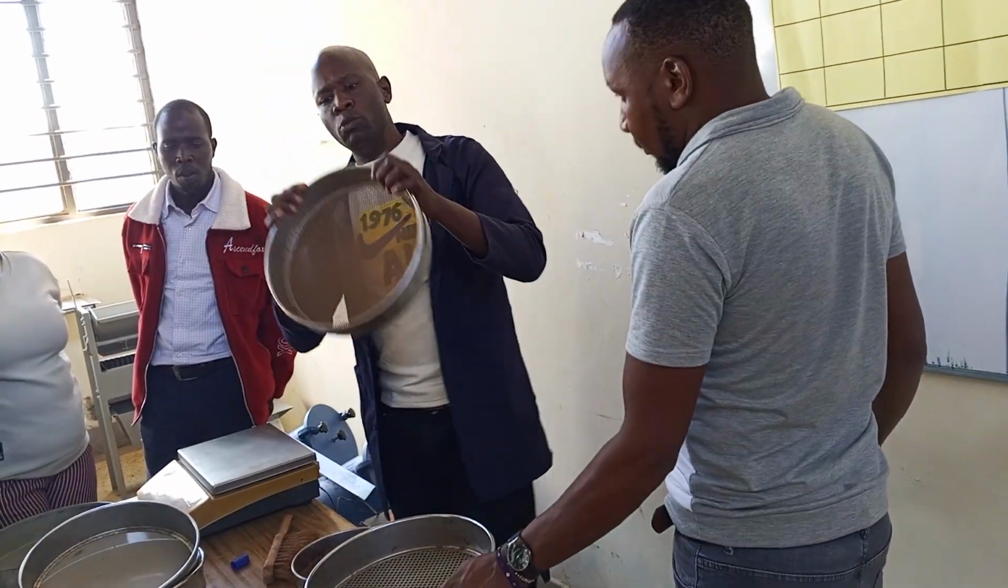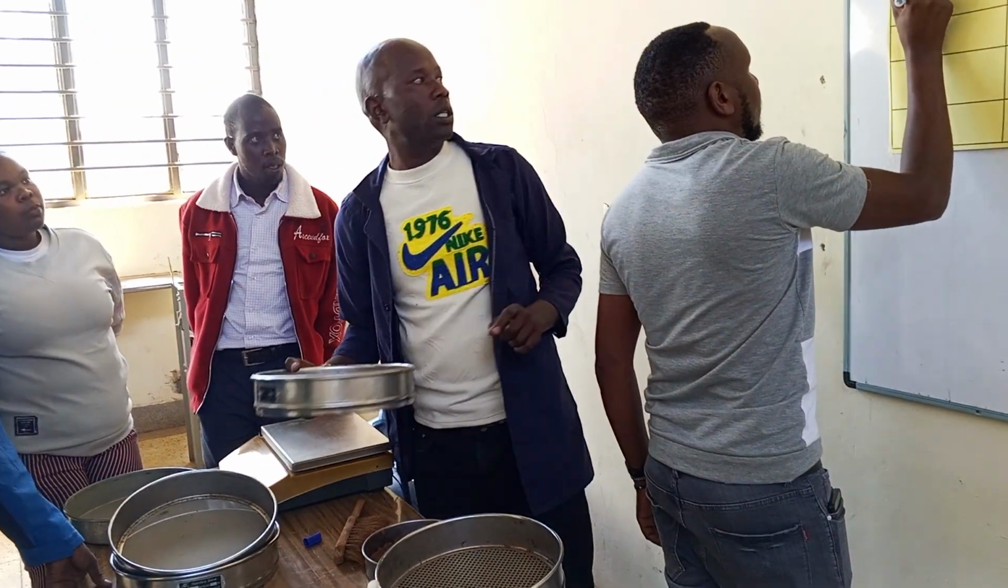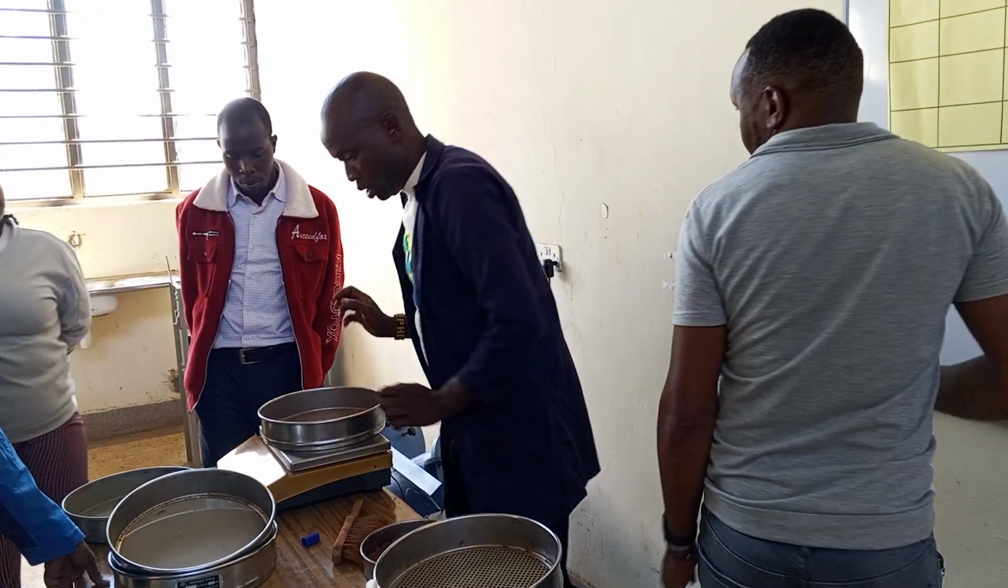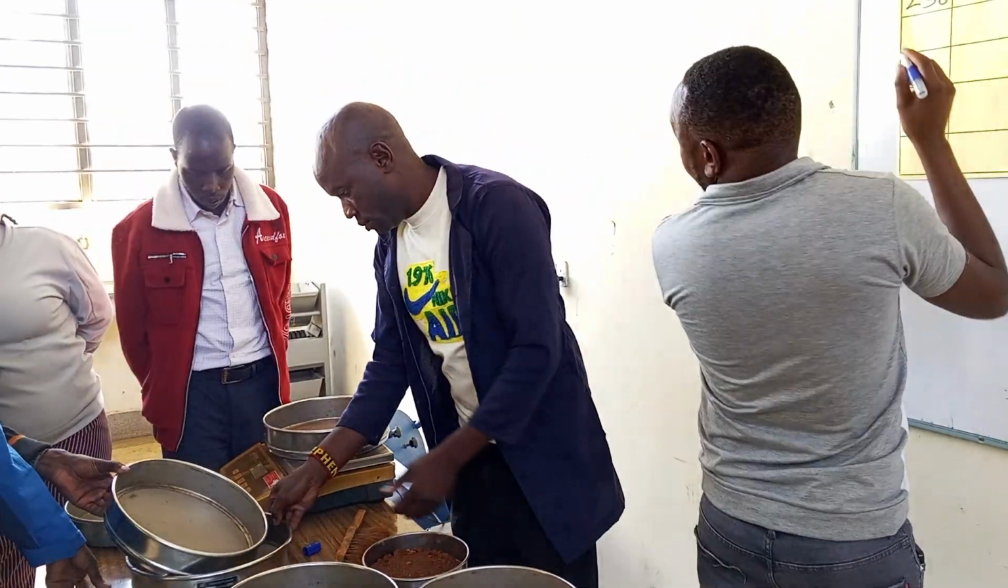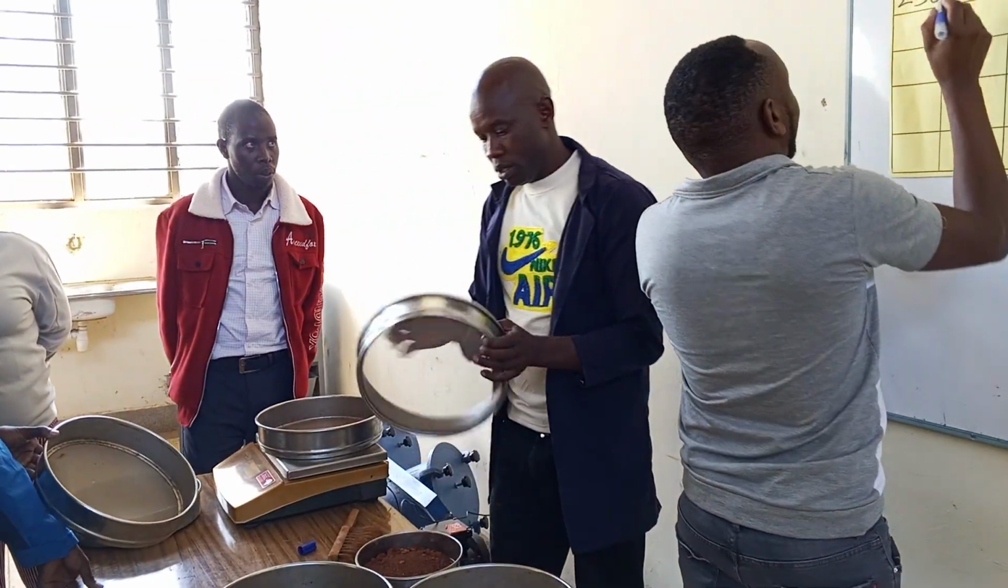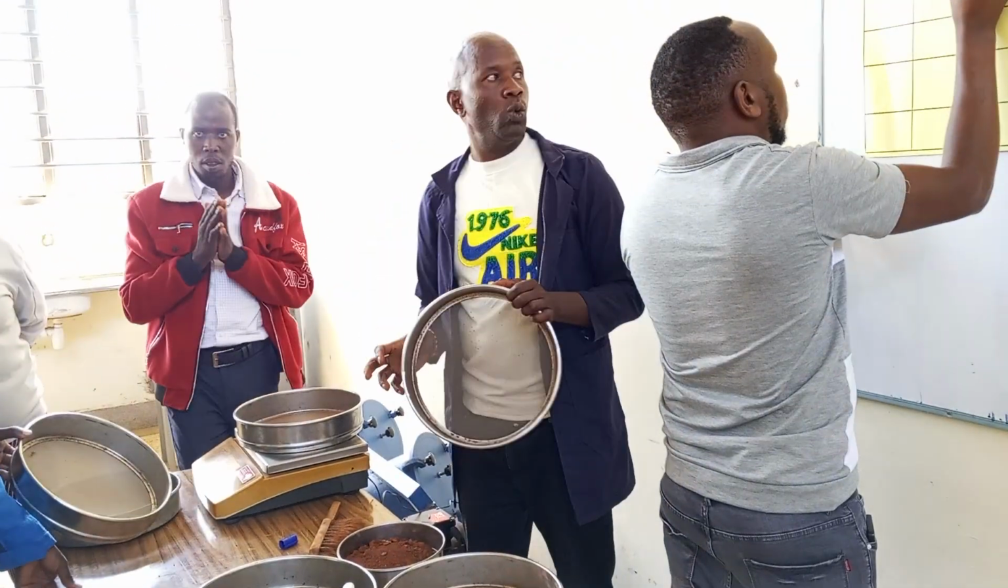So the seed size is 2.36. You can just see. 2.36. You look at the seed, then you do what? You weigh. How much is that? 732. Yes, another seed size is 1.18.